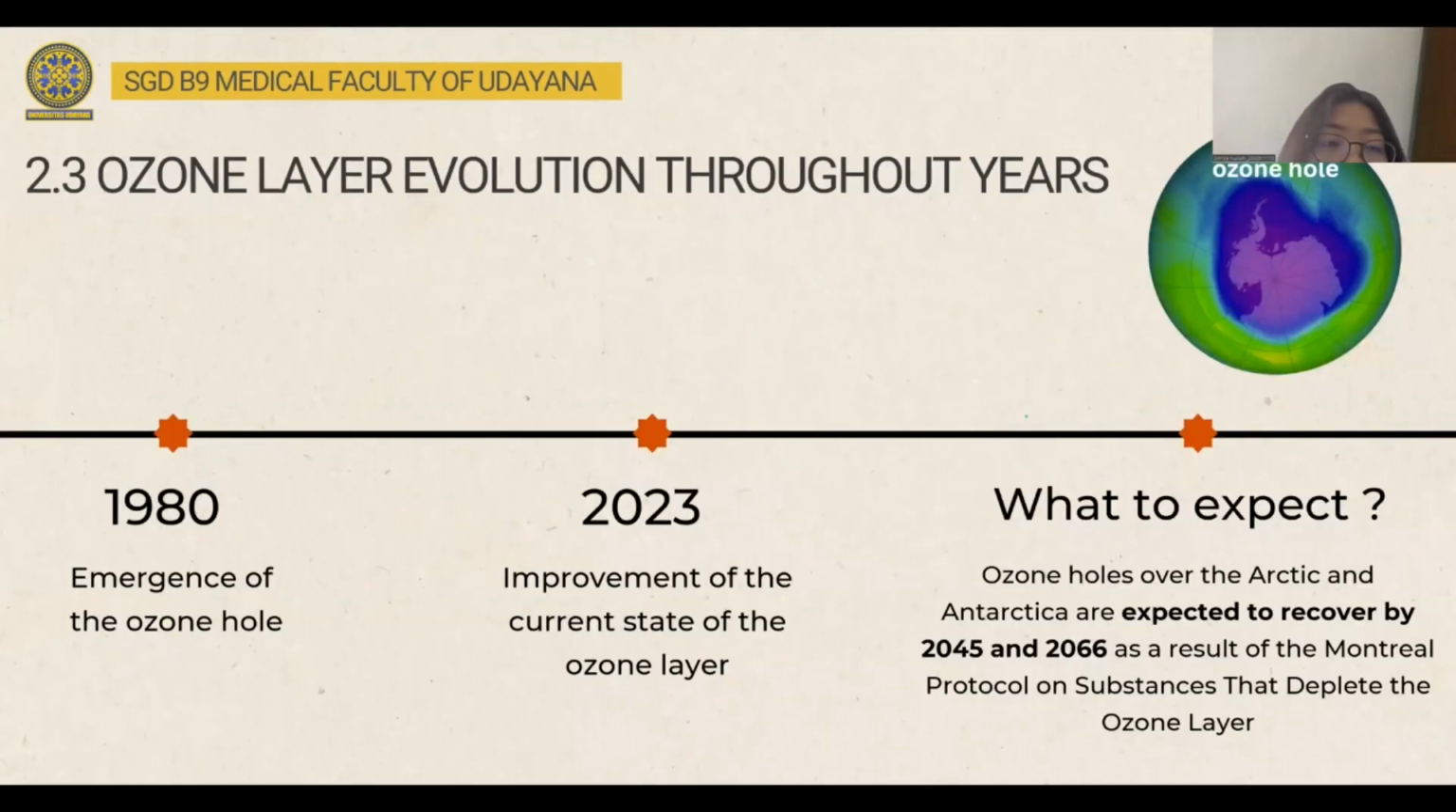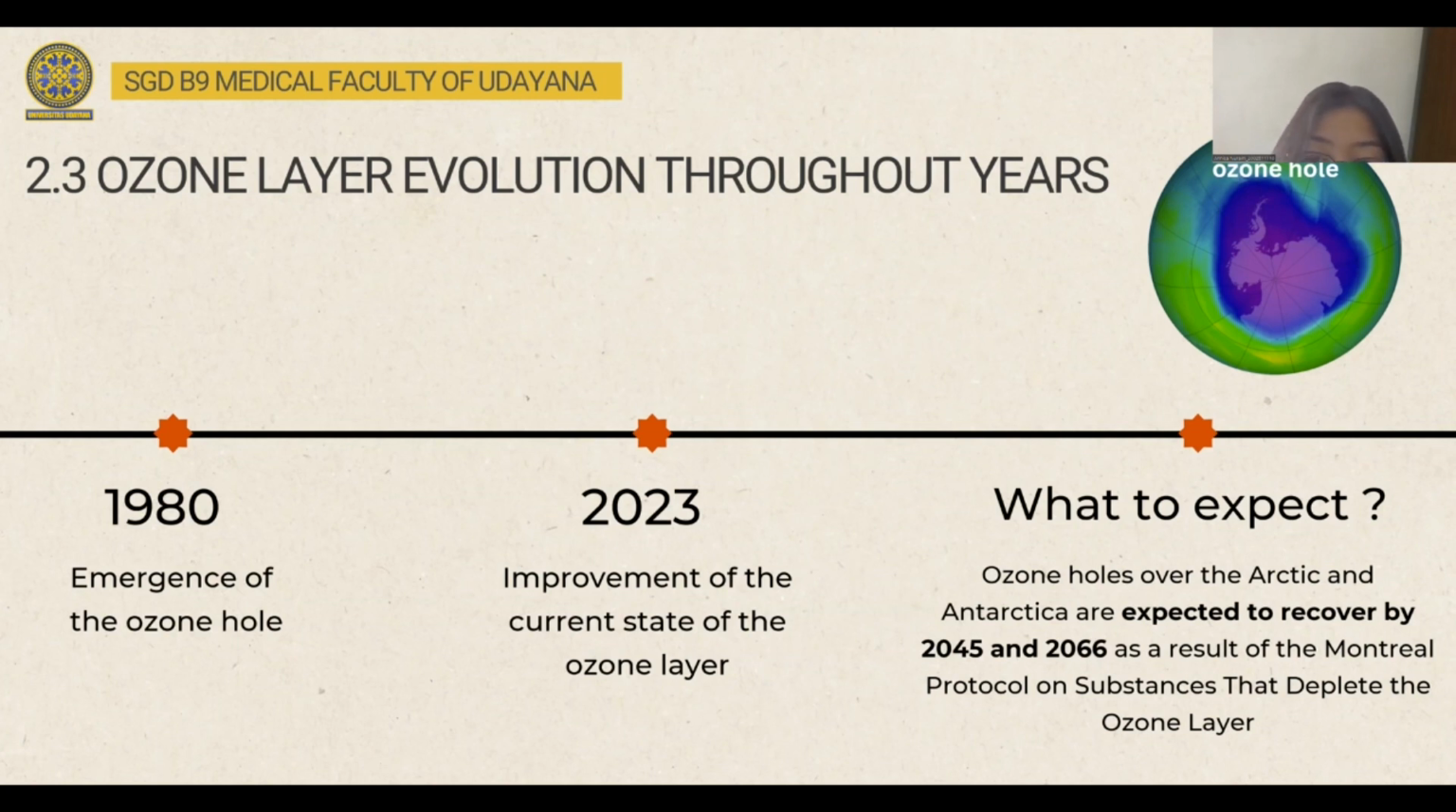Next. Good morning, everyone. I will be explaining the ozone layer evolution throughout the years, starting from the 1980s as the start of the emergence of the ozone hole. And throughout the years, in 2023, there is an improvement of the current state of the ozone layer. And what do we expect next?